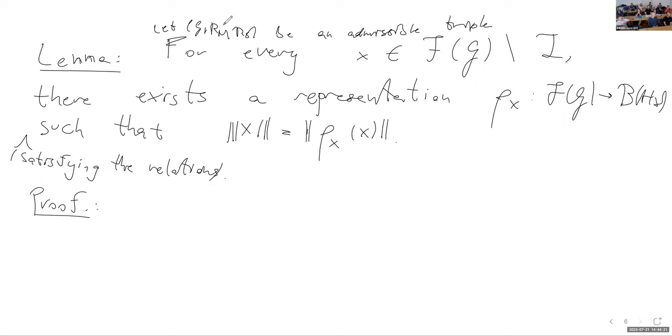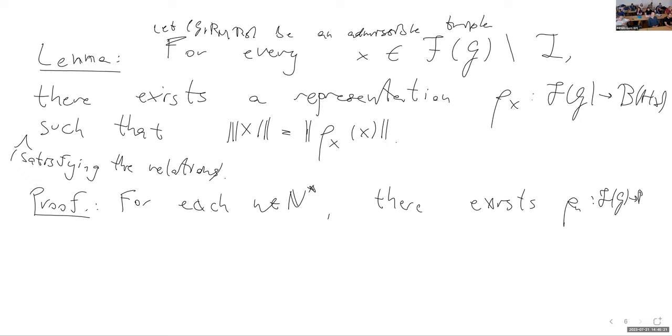Yes, but then zero. I see. This is the same norm, at the level of the free algebra. The idea is just that this triple norm is the supremum of all the norms. Let's see. So for each n, it's different from zero, there exists a representation rho n. I'm going to just fix x n in the algebra.